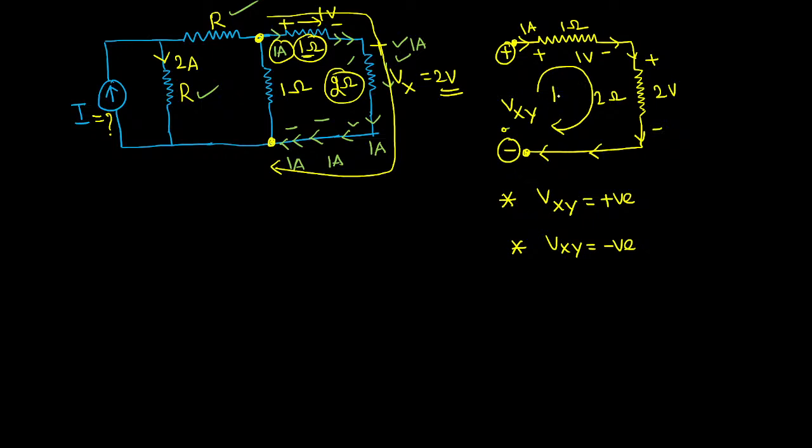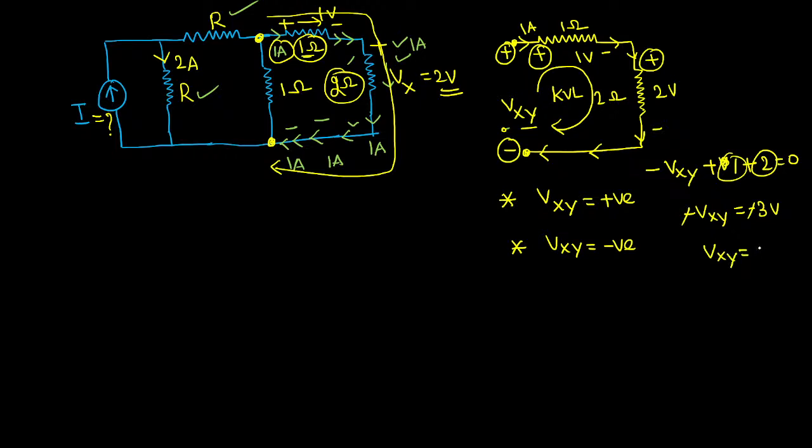Fine sir, now apply KVL into this branch. I'm starting from here, minus Vxy. Then here I'm using the starting polarity plus, voltage drop 1 volt. Here the starting polarity is plus, 2 volts, equal to 0 according to Kirchhoff's voltage law. From this, 1 volt plus 2 volts will become 3 volts. So minus Vxy plus 3 equals 0, moving to the right side it becomes minus 3. So minus minus gets cancelled. Finally, the value of Vxy will become 3 volts. So I got a positive voltage, so the assumption that I made here is correct.